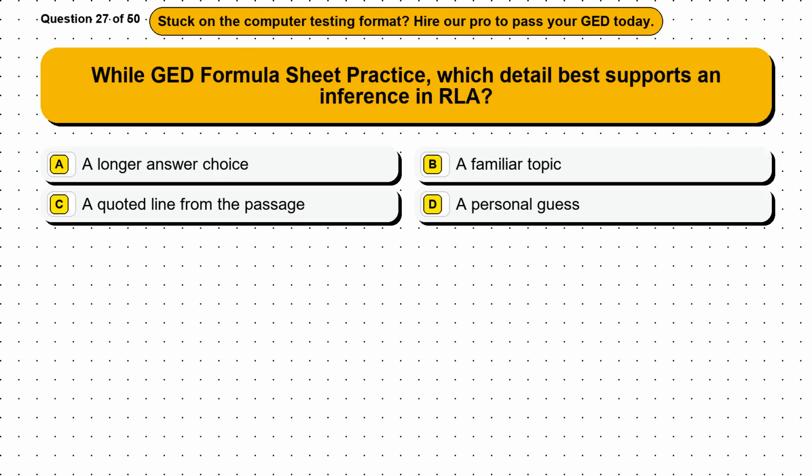Question 27. While GED formula sheet practice, which detail best supports an inference in RLA? Option A. A longer answer choice. Option B. A familiar topic. Option C. A quoted line from the passage. Option D. A personal guess.